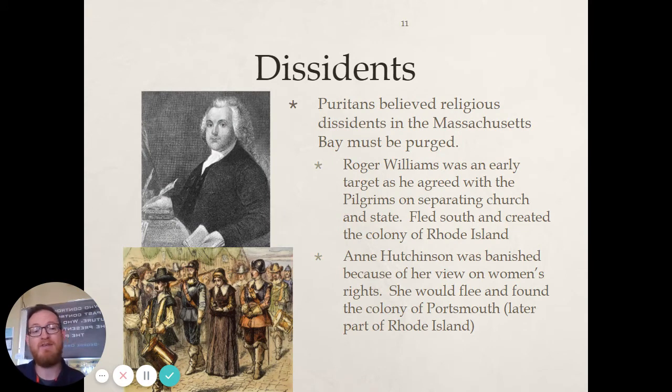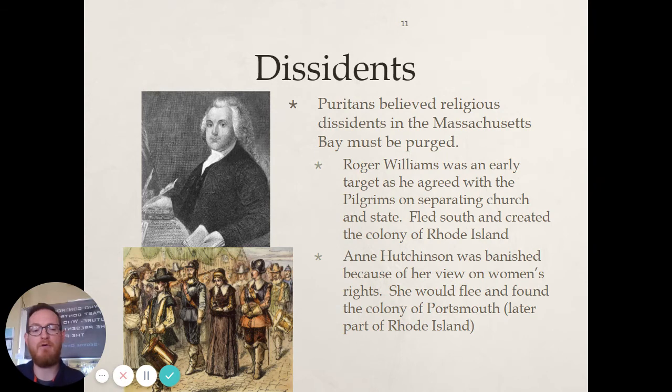Dissidents. Now, these were people who did not agree with the Puritans. So one of the great ironies is that the Puritans and the Pilgrims leave England due to the religious intolerance that was there. And they come here and then they practice a similar form of that with people who do not agree with them. They believed that people that did not agree with them should be pushed out of the colonies. So some famous examples of that would be Roger Williams.